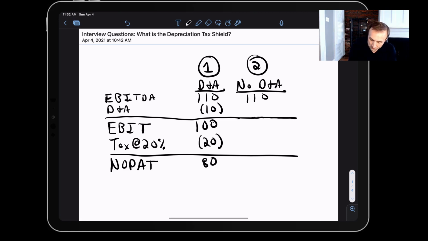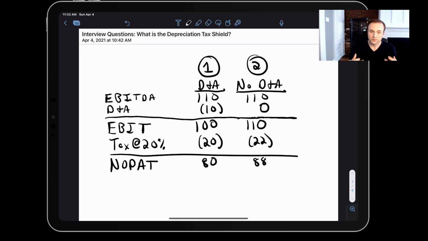On the other side, we forget to deduct our D&A. So as a result, we have 110 of EBIT because we forgot to deduct it. We multiply by that same 20% and flip it to negative. So negative 20% of 110 is negative 22. And what we end up with is $88 of NOPAT. Stopping here, you look like you're better off in the right-hand scenario, the second scenario.